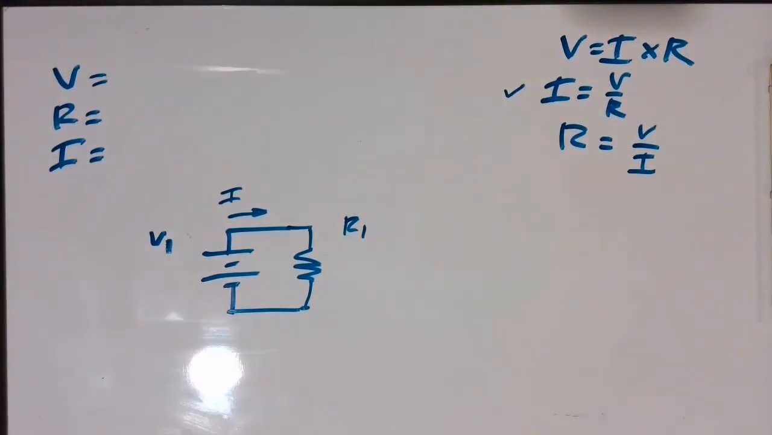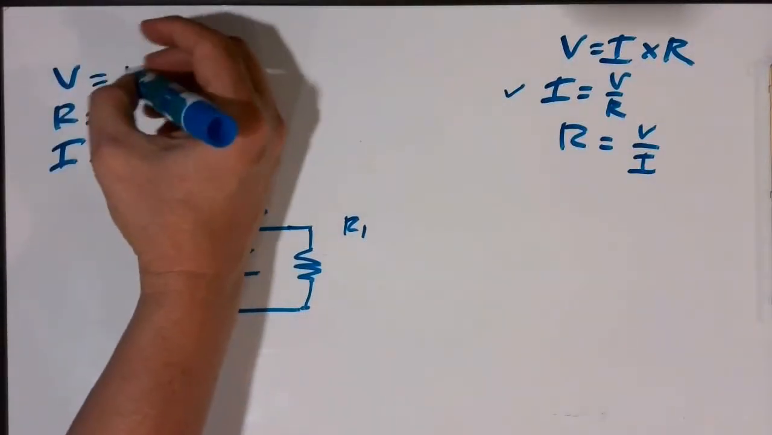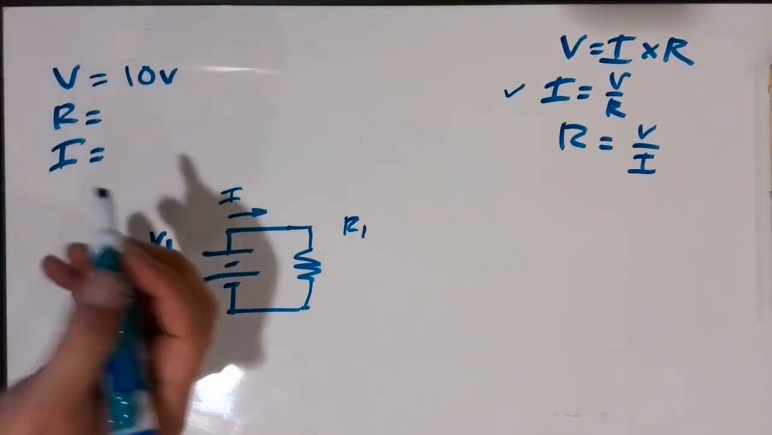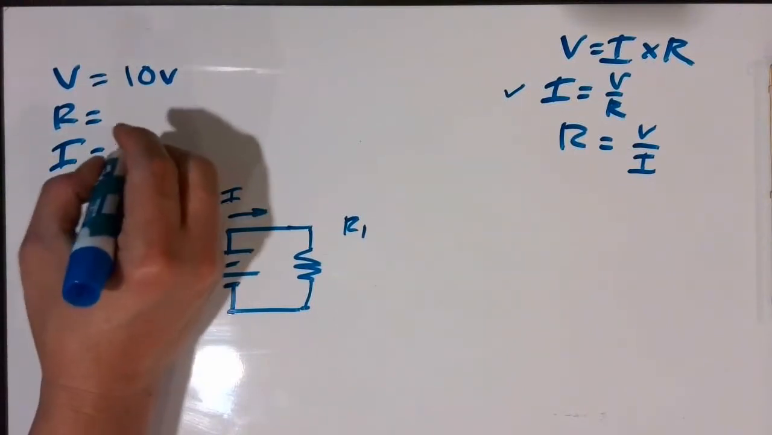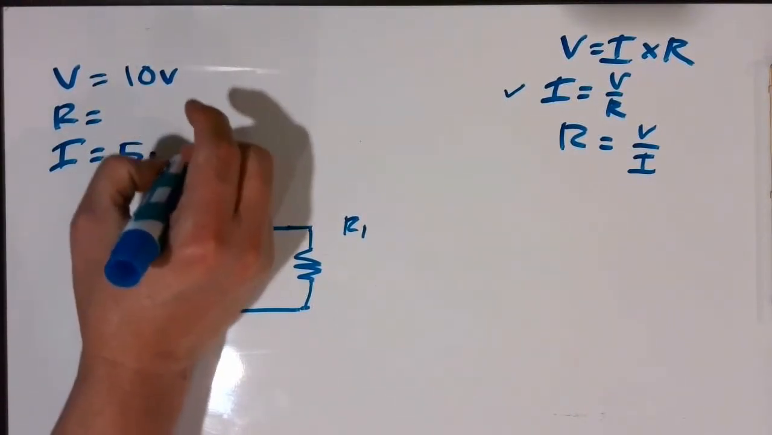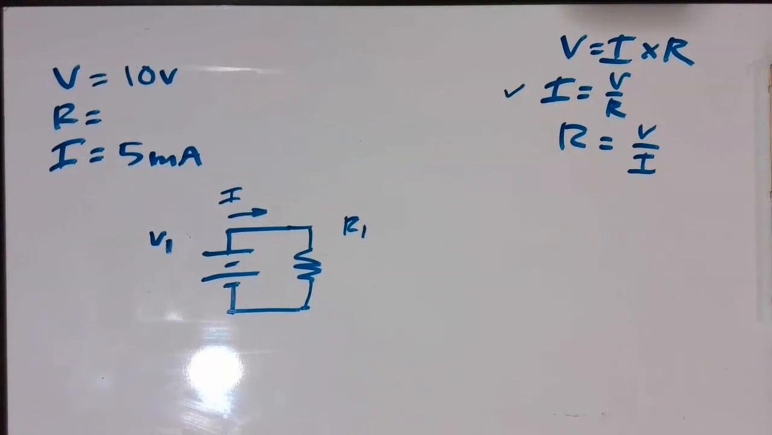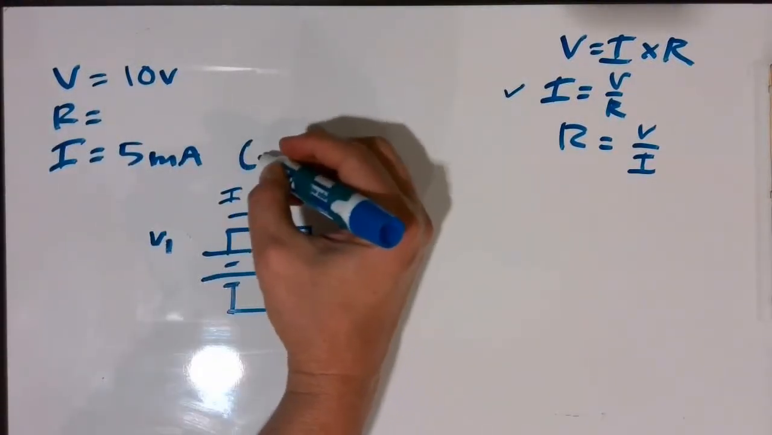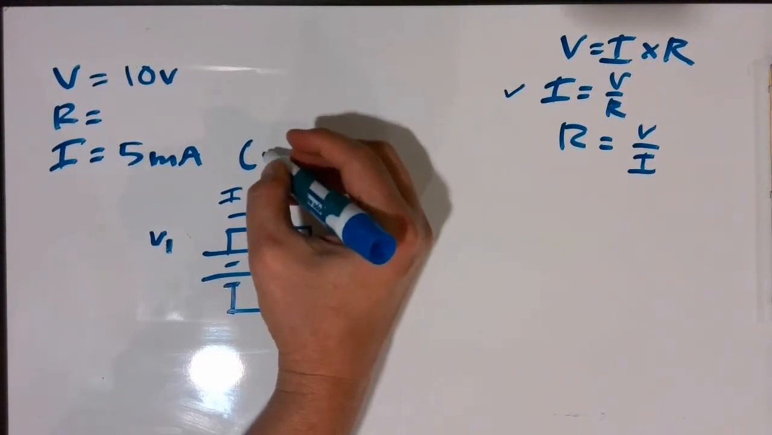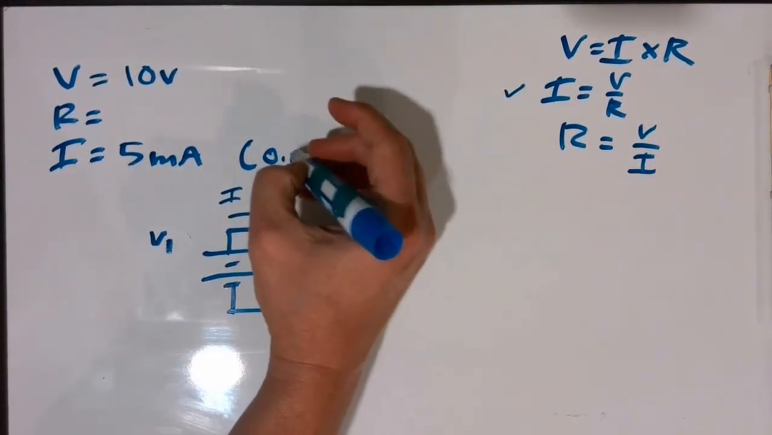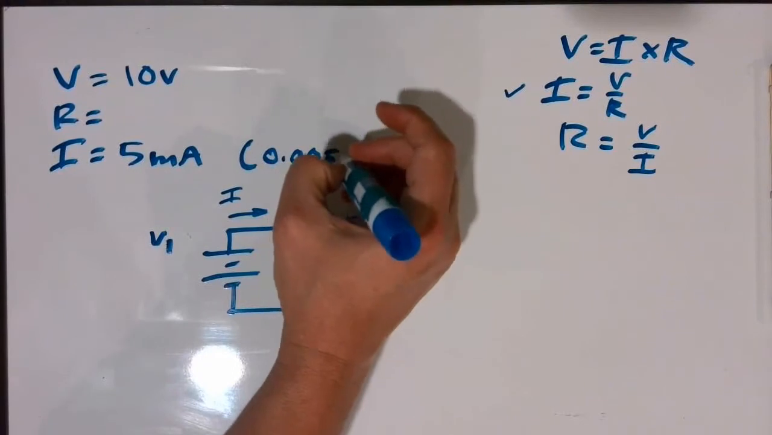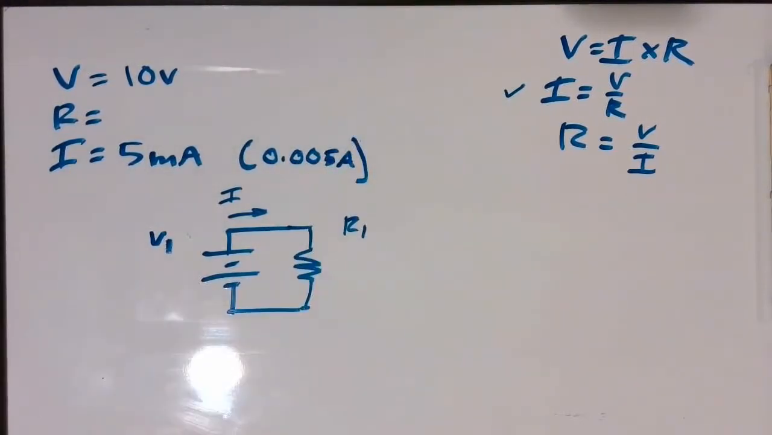Now let's pick a problem where we're solving for resistance. So in this case, we're going to start with a 10 volt source, and we're going to be given a current, in this case 5 milliamps. Now, if you remember, that milli prefix refers to 10 to the minus third. So in reality, if we're punching it into a calculator, we'd typically write that as 0.005 amps.